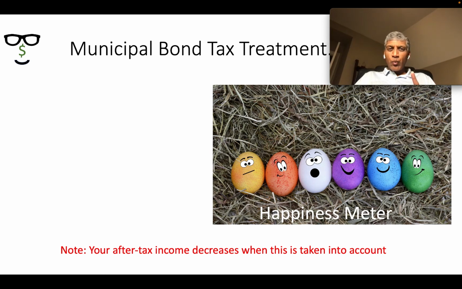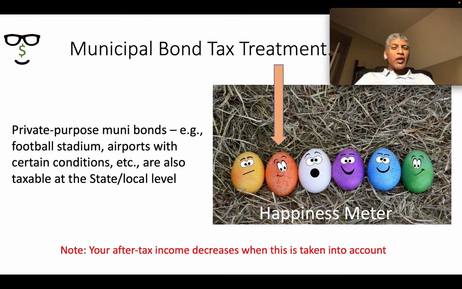I forgot to mention one more thing. There are other kinds of bonds called private purpose muni bonds. So, if a famous football team wants to build a football stadium and it's a private entity that is getting the benefit, used to be that you would be able to get state tax exemptions to fund the football stadium.